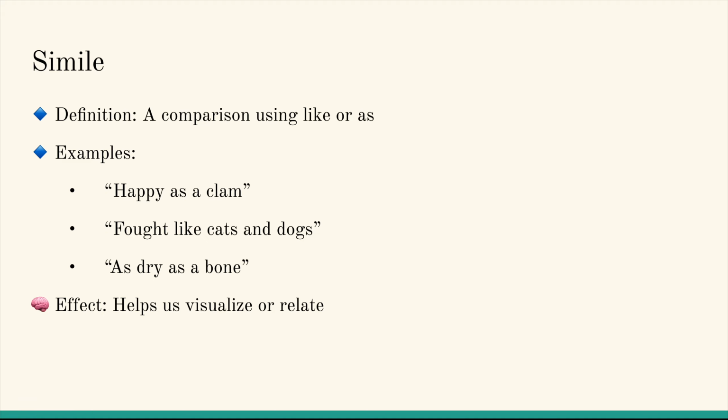Next, we have simile. So a simile is like a metaphor's cousin. It's a comparison using quote like or quote as. So for example, we have happy as a clam, fought like cats and dogs, as dry as a bone. So if you ever see as or like, then you know that this is a simile and not a metaphor, okay? And these also help us visualize or relate emotionally to an idea that the writer may be trying to present.